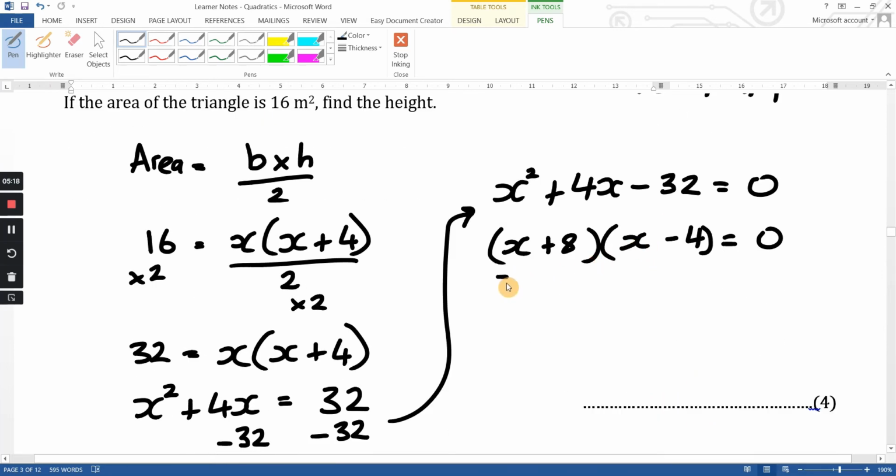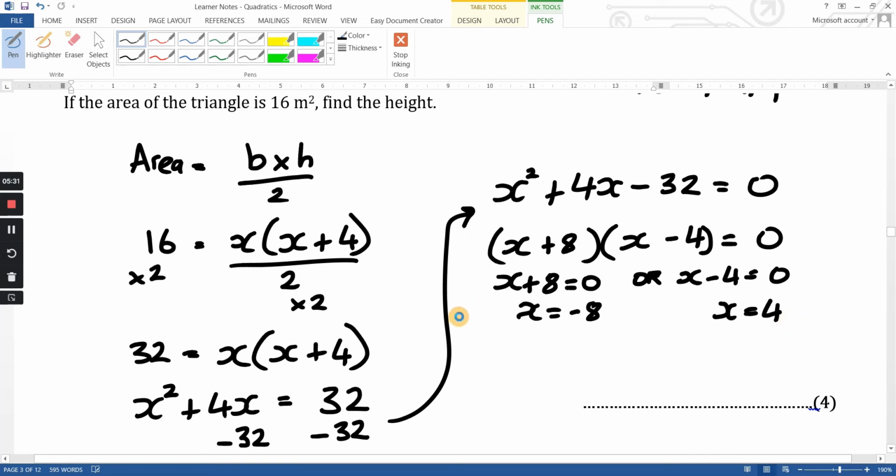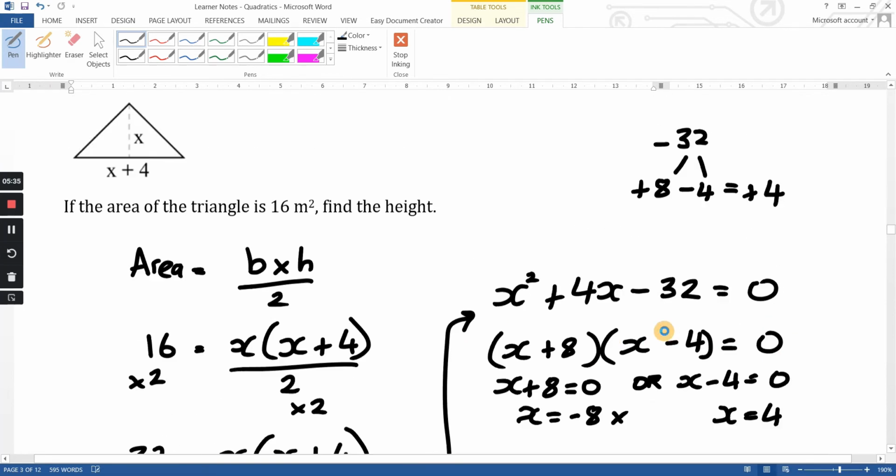So either this equals 0 or x minus 4 equals 0. So x is going to be minus 8 or x is going to be positive 4. So you ignore the negative one and it's definitely going to be the positive one.